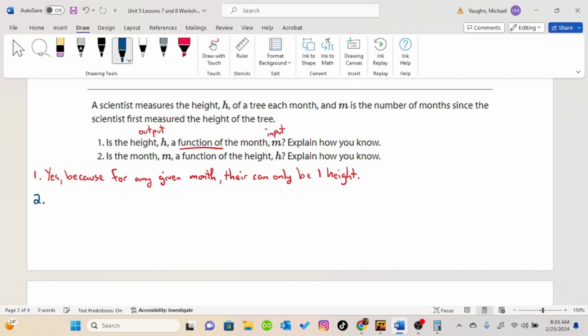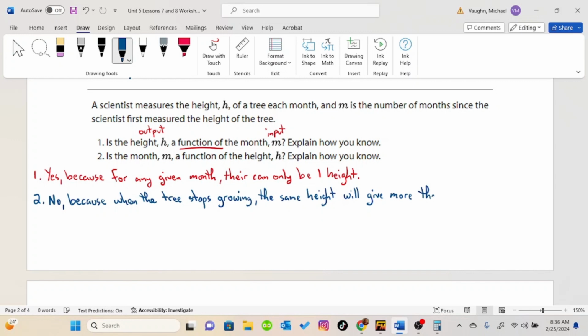So for number 2, no, because when the tree stops growing, the same height will give more than 1 month.